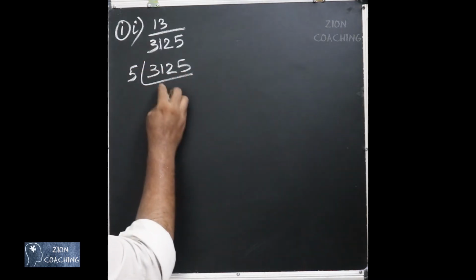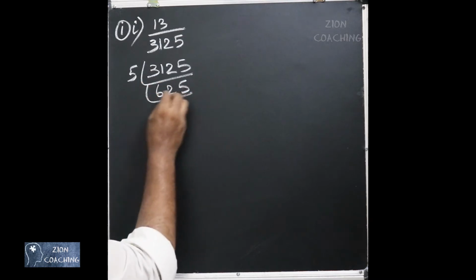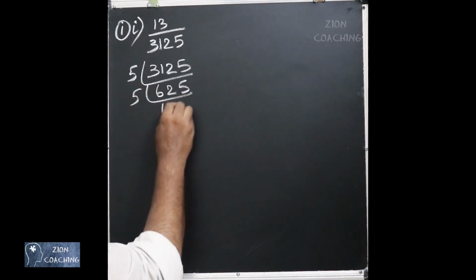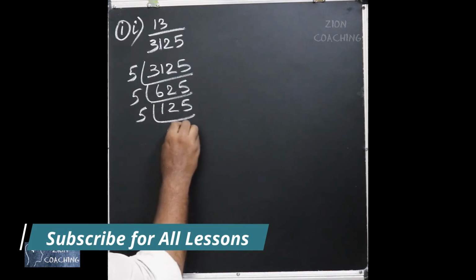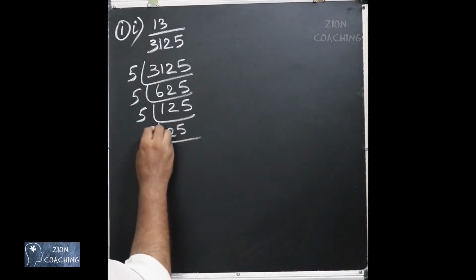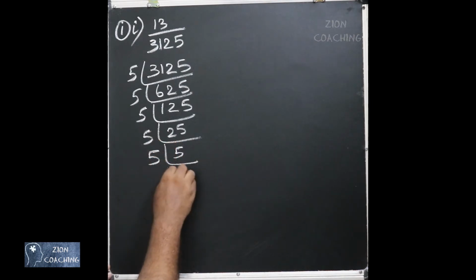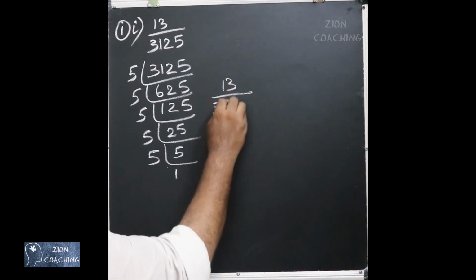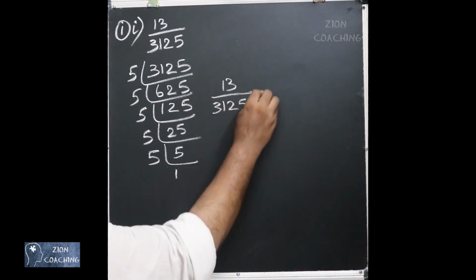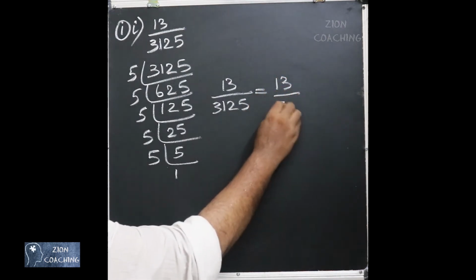When you divide by 5, you get 625. Again, when you divide by 5, you get 125. Again, when you divide by 5, you get 25. Dividing again by 5, you get 5. Dividing by 5, you get 1. So this 13 by 3125 can be written as 13 by 5 power 5.